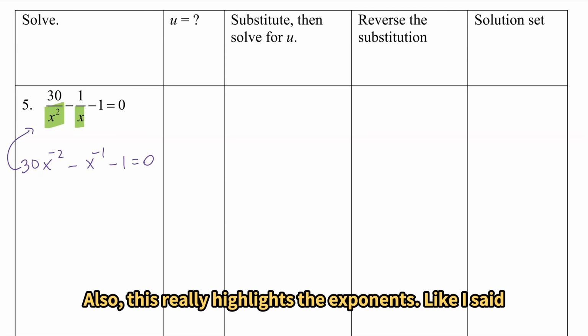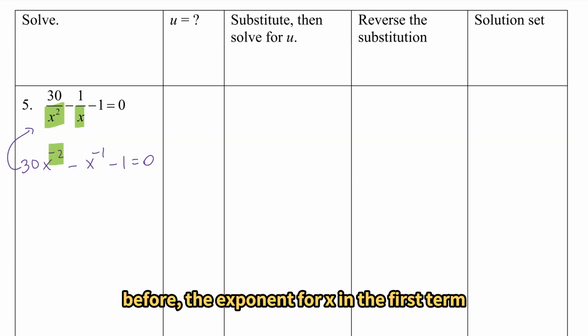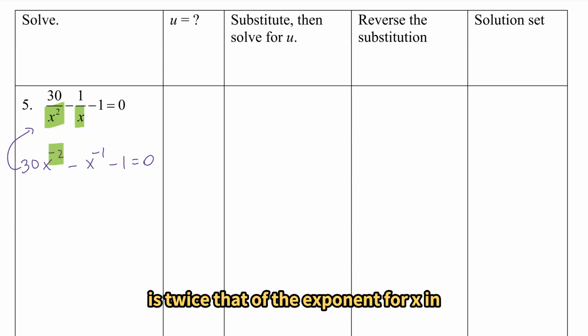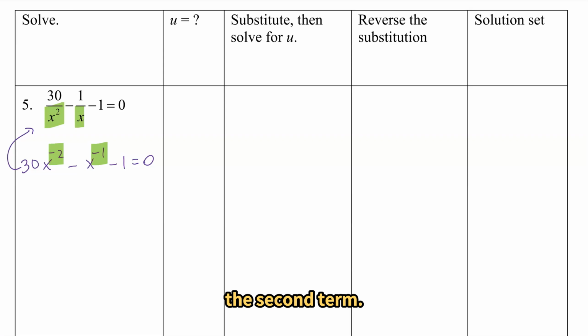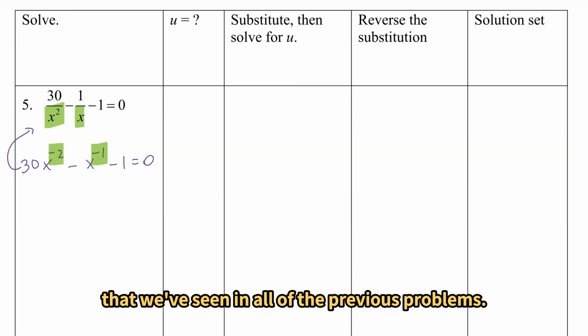Also, this really highlights the exponents. Like I said before, the exponent for x in the first term is twice that of the exponent for x in the second term. I have that same condition that we've seen in all of the previous problems.